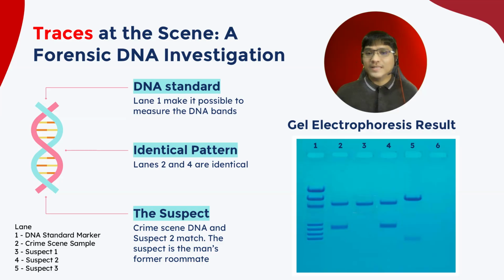All right, let's now take a look at the actual gel image. As you can see, lane 1 is the standard marker. Lane 2 is the crime scene DNA. And lanes 3, 4, and 5 are the suspects. And yes, lane 2 and lane 4 are identical, which means the DNA from the crime scene matches suspect number 2. Any surprises? Any disagreements with the result? Feel free to comment in the chat.